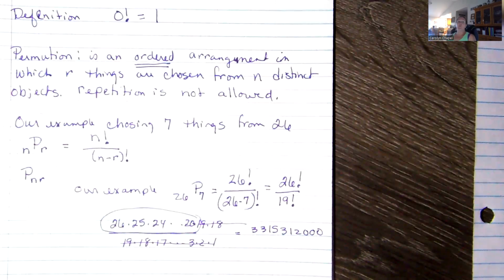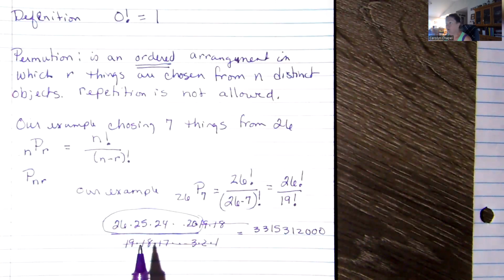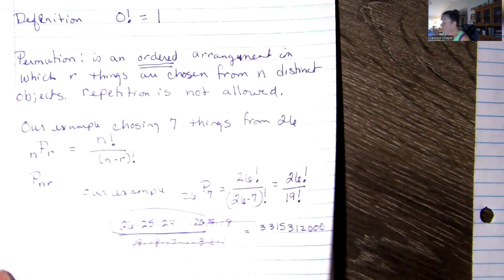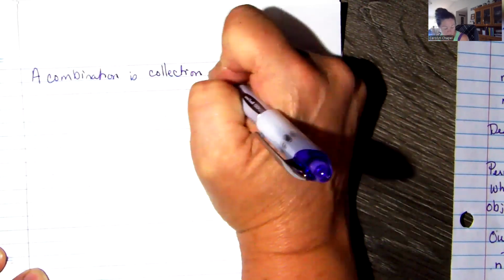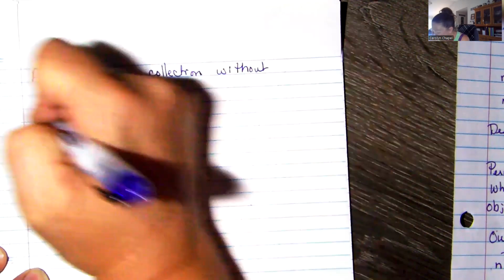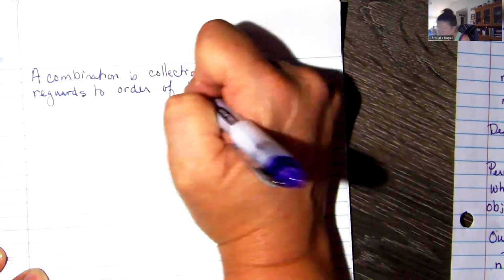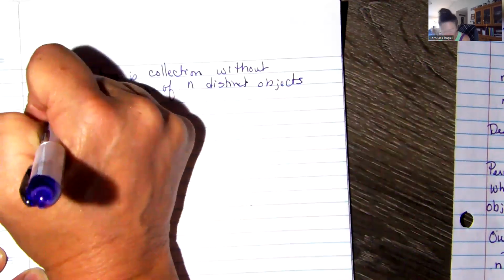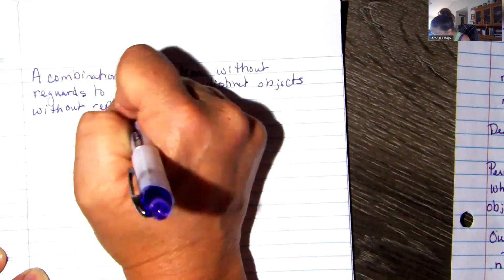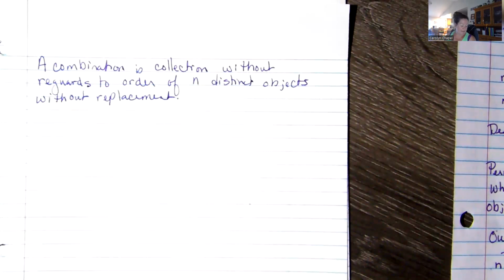Okay, so a permutation is something when we order our pieces. So example, like in here, if we change these 2 letters around, our password would be different. There are situations where the order is not important. So that is called a combination. And that is, I would just say, a collection. And again, without regards to order, of n distinct objects. And again, without replacement. So not allowing us to repeat these pieces.